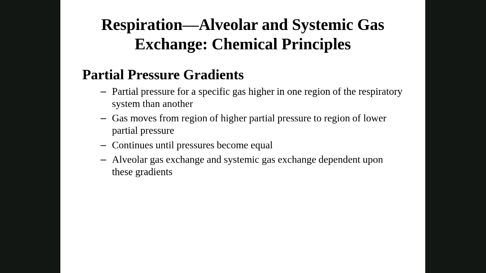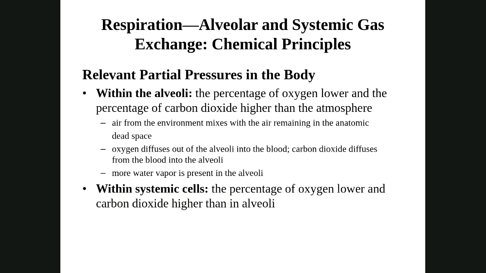And as I said, O2 is going to move towards the cells and CO2 is going to move out of the cells and towards the atmosphere. And that's kind of what this says. Percentage of oxygen is lower within the alveoli, and the carbon dioxide is higher compared to the atmosphere. And so at the systemic cells, oxygen is lowest and carbon dioxide is highest. And so we're going to end up moving in those directions.